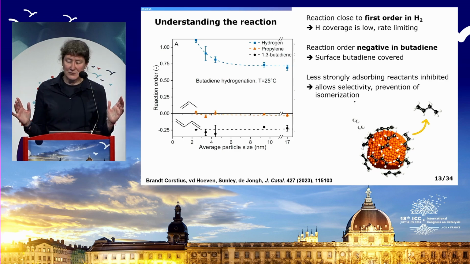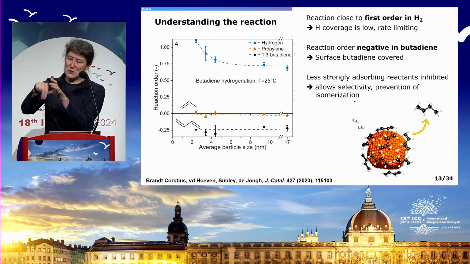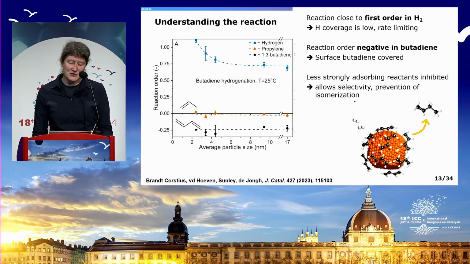So this is my picture of the reaction. So it's covered by butadiene. Now and then a hydrogen manages to squeeze a place in between, and then it's hydrogenating. But as soon as it did that, my butene will leave the surface because it's adsorbing much less strongly. Good.